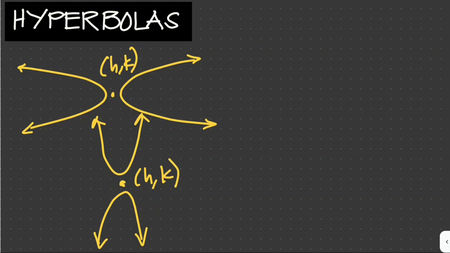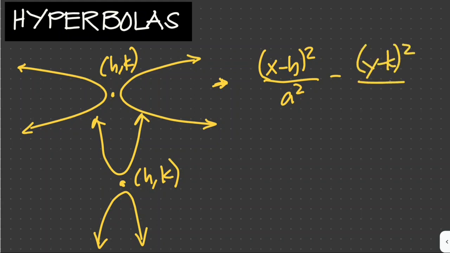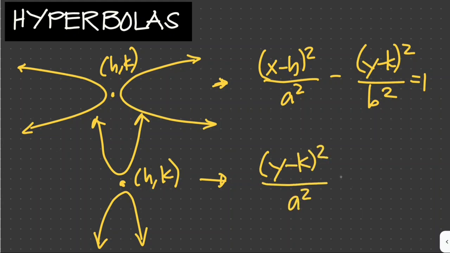So the standard equations for hyperbolas, for this one, the equation is x minus h squared over a squared minus y minus k squared over b squared equals 1. And for this one, that is y minus k squared over a squared minus x minus h squared over b squared equals 1. Now let's discuss more hyperbola formulas.